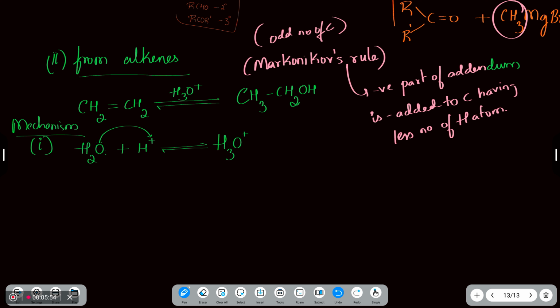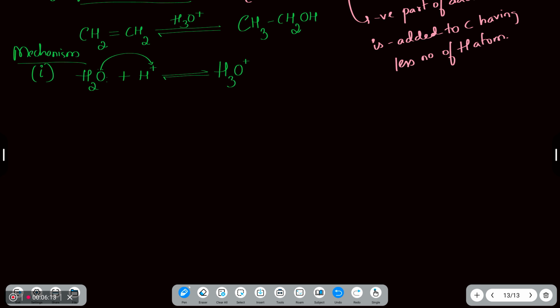Multiple times I have told you, only the rich should be attacking. If you don't have electrons, can you go and attack? No, you should be having electrons. Only then you can purchase something. You have money, you can purchase. You have no money, you cannot purchase, right? Same concept. You have electrons, you can attack. No electrons, no attacking. Okay? So H2O plus H plus gives H3O plus.